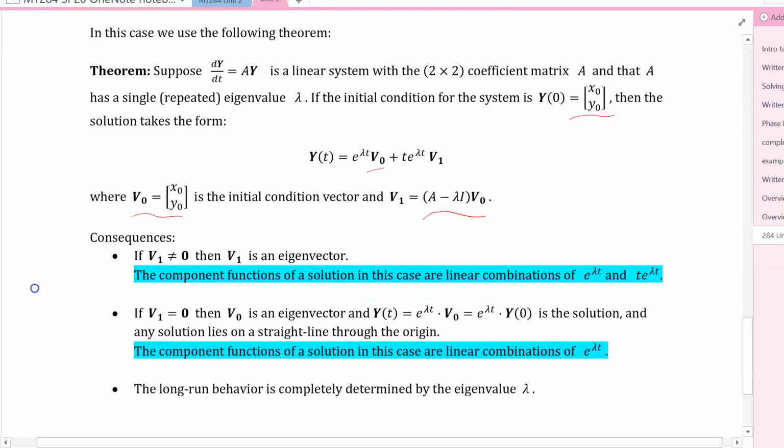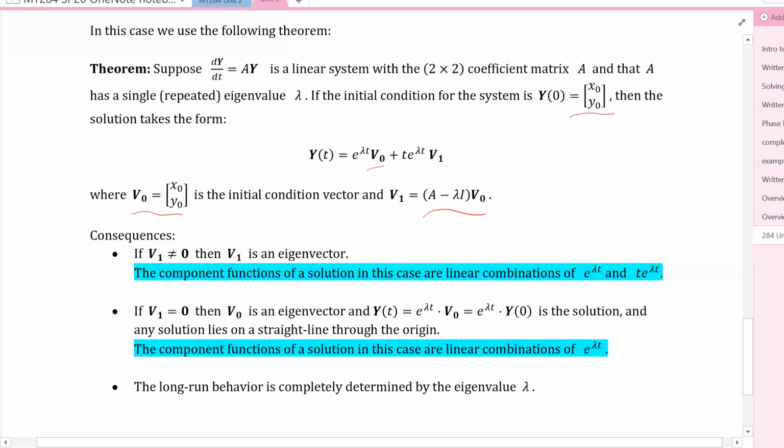And the end behavior is determined by the sign of lambda, whether it's positive or negative. And it's highlighted in blue here, the component functions are going to be involving e to the lambda t and t times e to the lambda t, assuming that vector v1 does not come out to be the 0 vector. All right, and that's what will happen more often than not. Or if it does happen that vector v1 comes out to be the 0 vector, then you're only going to see e to the lambda t's in there.